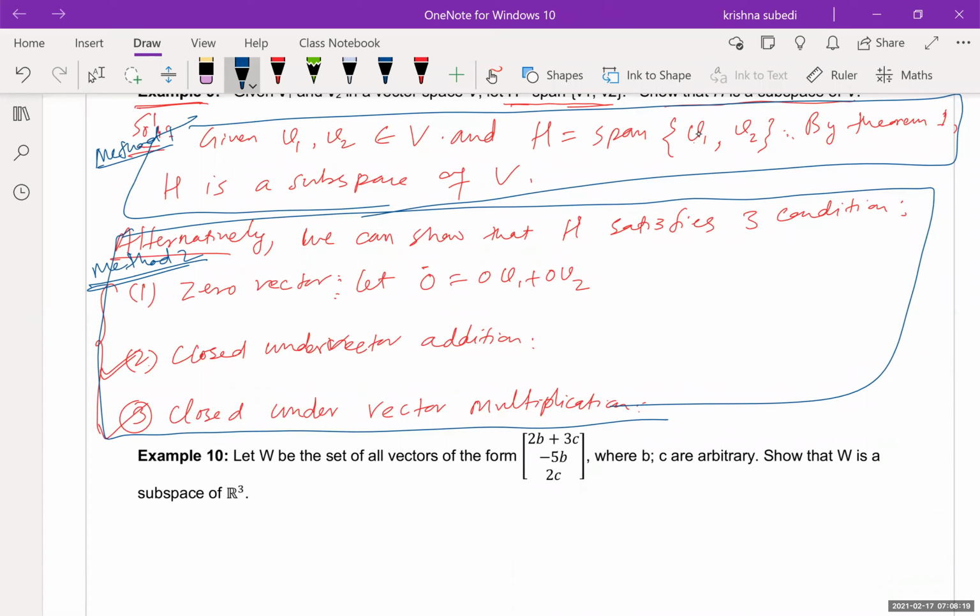Yes, number 3 is closed under scalar multiplication, not vector multiplication. I was checking how many of you are paying attention. Thank you. Closed under scalar multiplication. And let's move forward.